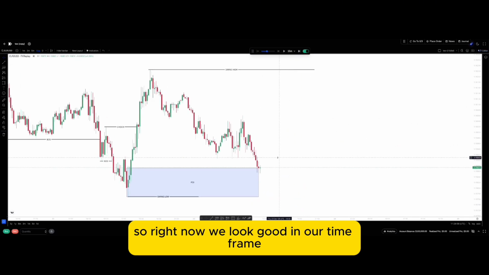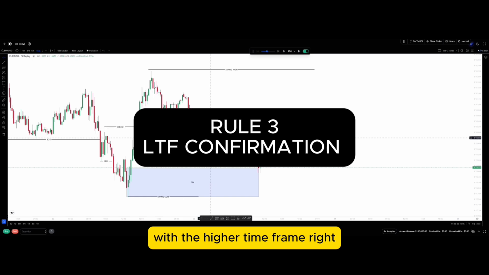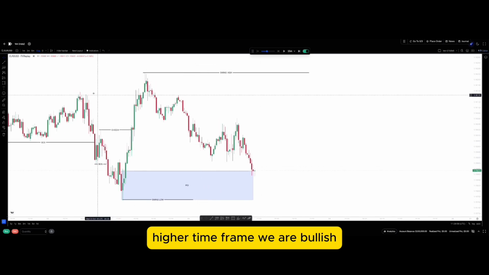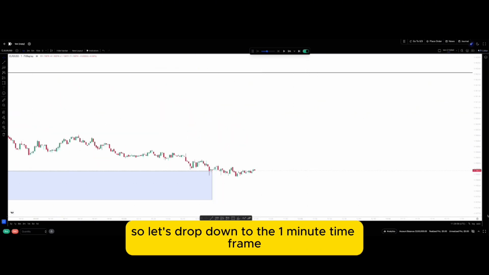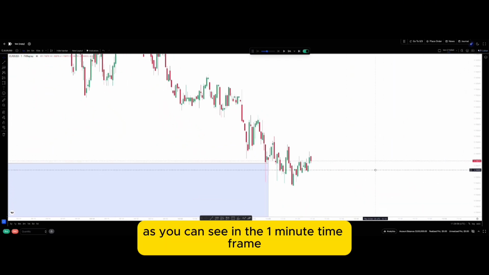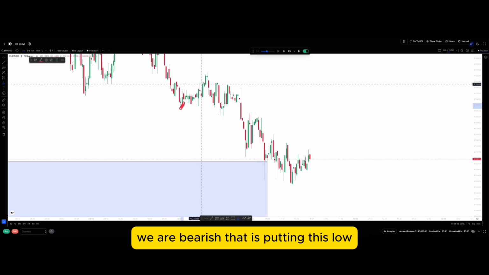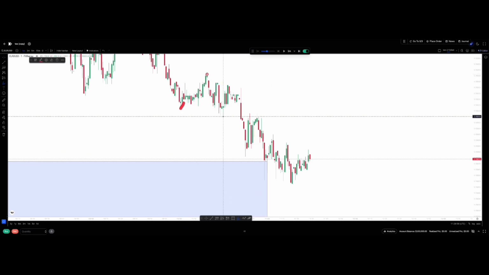So right now we'll go to the lower time frame and wait for the lower time frame to align with the higher time frame, right? On the higher time frame we're bullish, so let's drop down to the 1 minute time frame and see what the market is actually printing there. As you can see, in the 1 minute time frame, we are bearish.